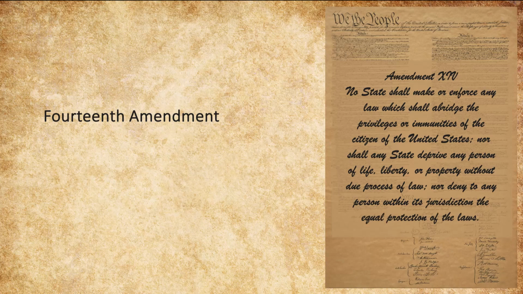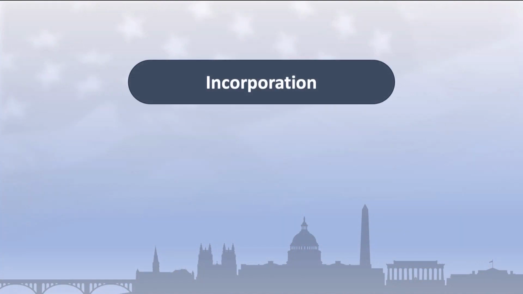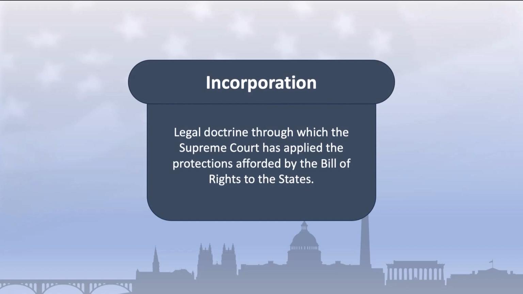This amendment contains 3 provisions. The Privileges and Immunities Clause, which prevents states from discriminating against the citizens of other states. The Due Process Clause, which essentially extends the legal protections afforded criminal defendants in the Fifth Amendment to the states. And the Equal Protection Clause, which essentially requires states to govern impartially, and which echoes the sentiment of the Fifth Amendment. And it was the Due Process Clause of the 14th Amendment that opened the door for incorporation, or the application of the protections afforded by the Bill of Rights to the states.